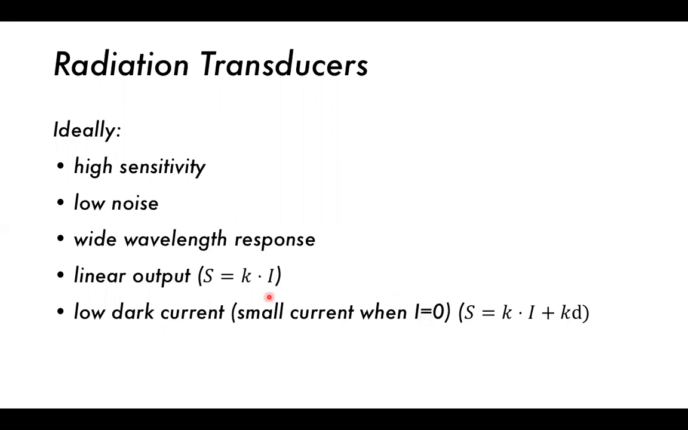So this becomes this equation where we have the signal is equal to some constant times the intensity of the light which is incident on the transducer, plus the dark current, which is also proportional to some sort of instrument constant. So this is basically how fast it responds to the light, more or less.